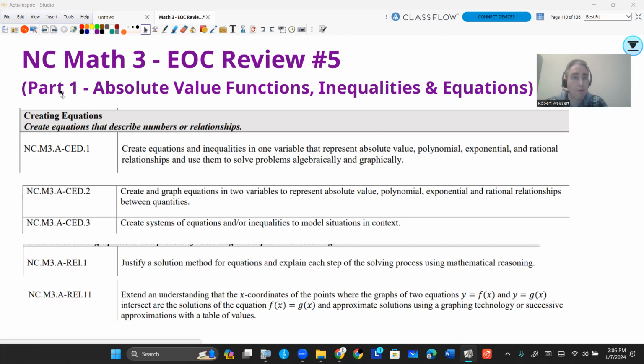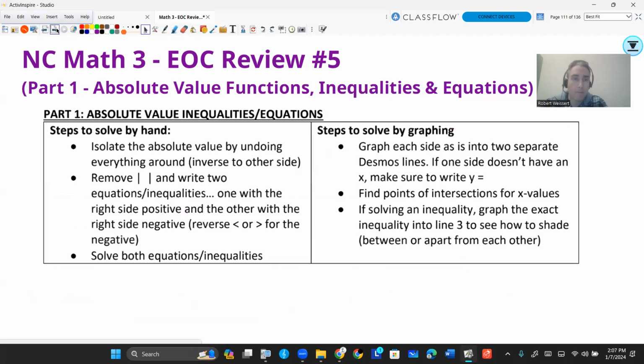This is going to be review number 5, part 1, absolute value functions. Here are the standards from the North Carolina Math 3 course of study. I'm going to show you how to isolate absolute value variables by hand. I could walk you through all these, but I'm just going to get right into it. So if you want to pause this and write any of this down, you can. I also have this document linked in the video if you want to print it out.